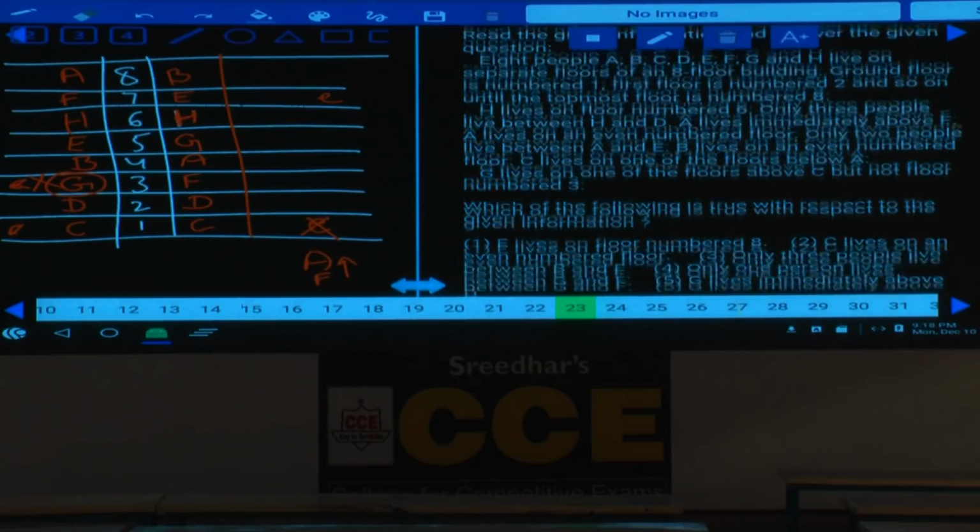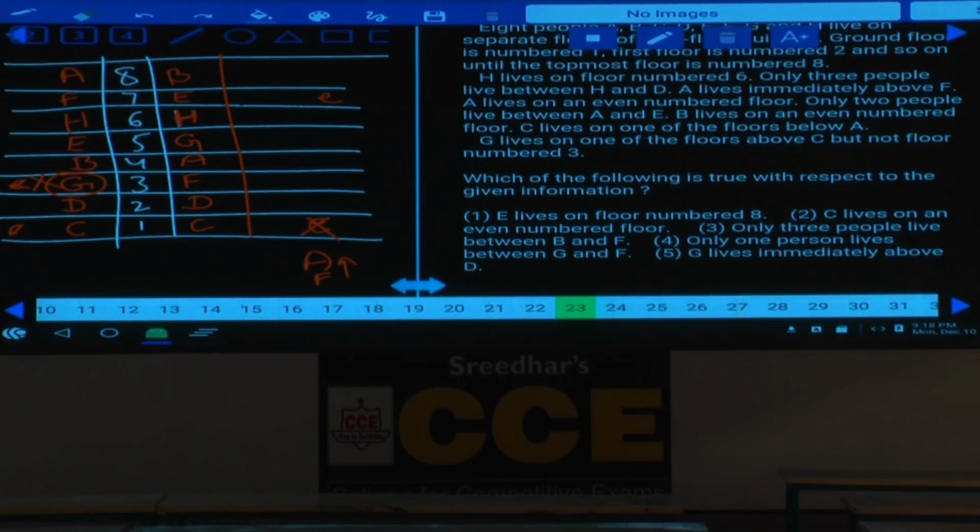Which among the following is true with respect to the given information? E lives on floor number 8, that is false. C lives on an even number floor, that is also false. 3 people live between B and F, that is also false because there are 4 people between B and F. 1 person lives between G and F, that is definitely true, choice 4.